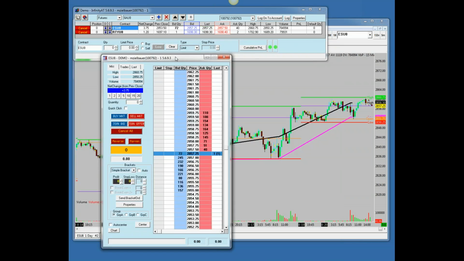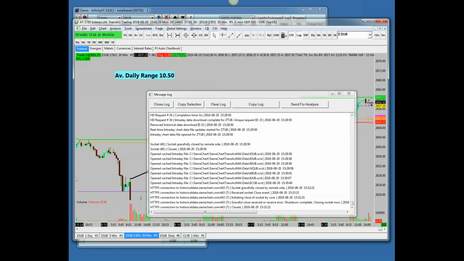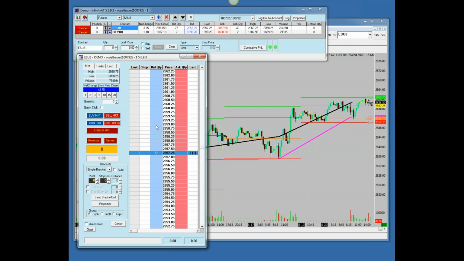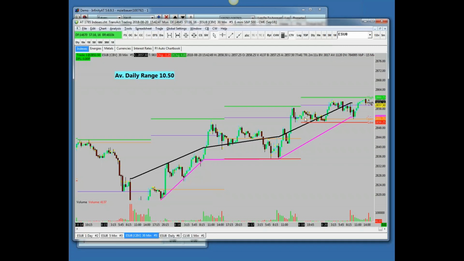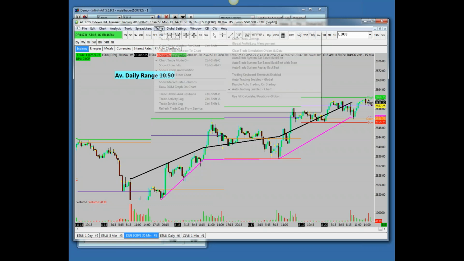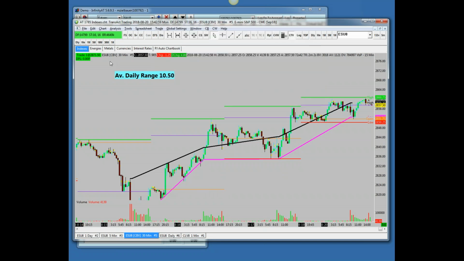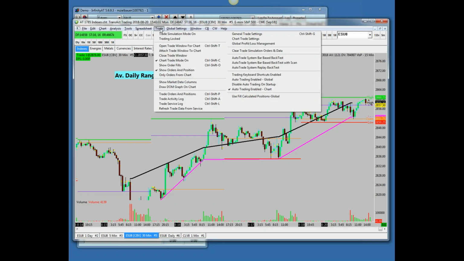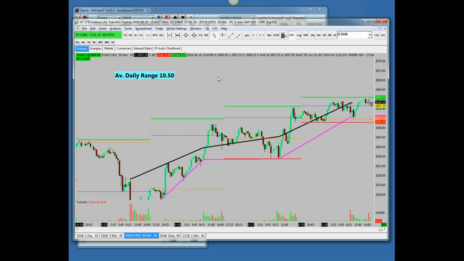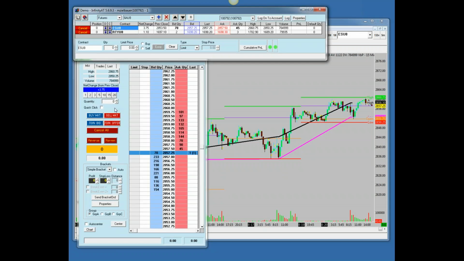Okay. So what I'm doing right now is I am telling the charts to communicate with the DOM, right? So that if I put something on the charts, it's going to populate on the DOM. And all you have to do, it's very easy to set up, is select the trade tab and check this, chart trade mode on, okay? So once again, I'm selecting the trade tab and selecting chart trade mode on. Now I can trade directly off the charts and you would see it populate on the DOM, or if I trade off the DOM, you're going to see it populate on the charts. And I'll show you an example of this.